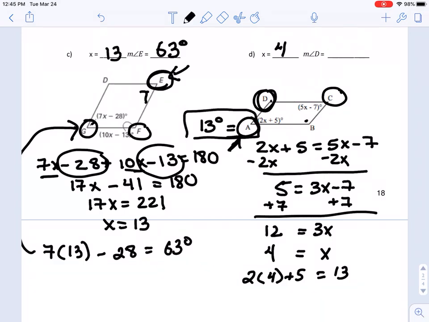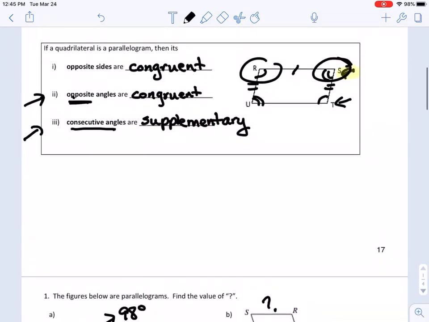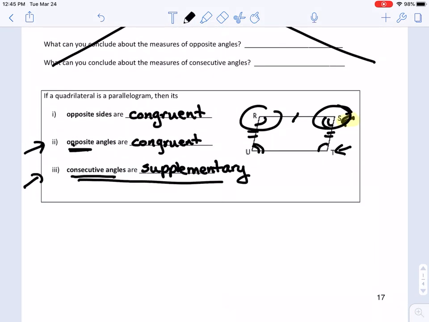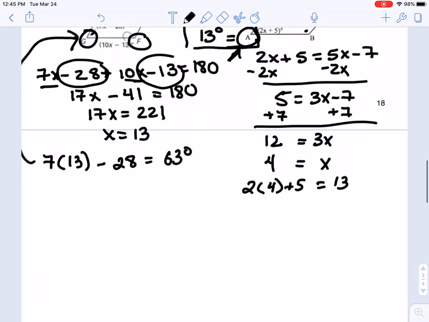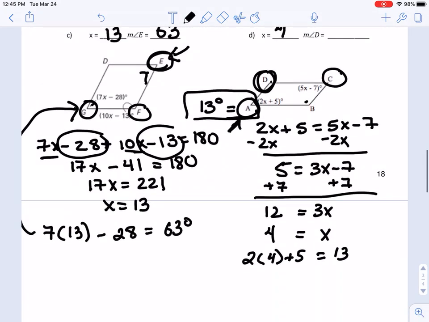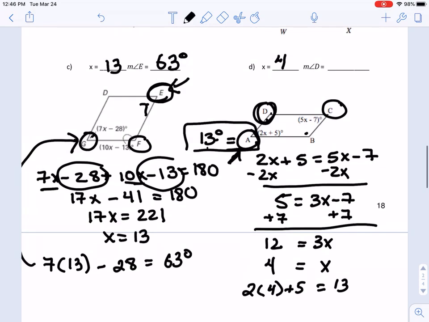Now I'm trying to figure out what D is. But again, think about, are these opposite or consecutive? Look back at the previous page if you need to. Those are consecutive. Consecutive means next to. And what do we know about those consecutive? They are supplementary, so they add up to 180. So that means if this is 13, these two have to add up to 180. So 180 minus 13 will give me 167 as the leftover.